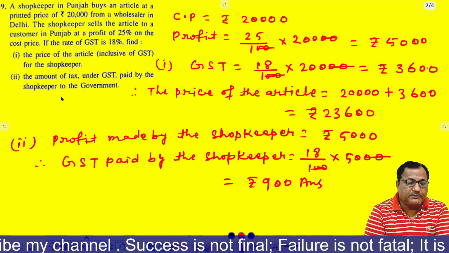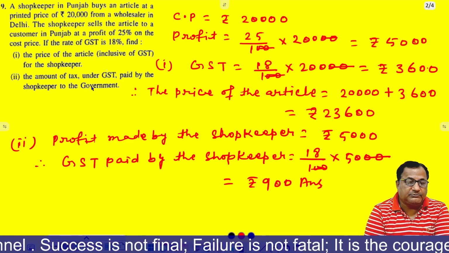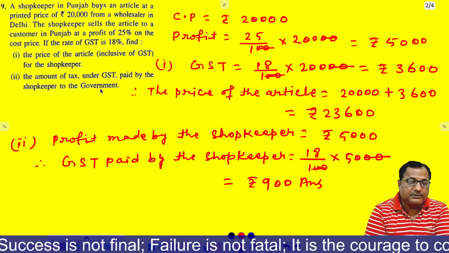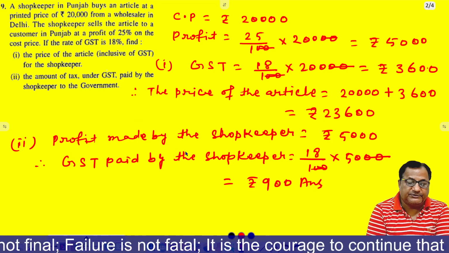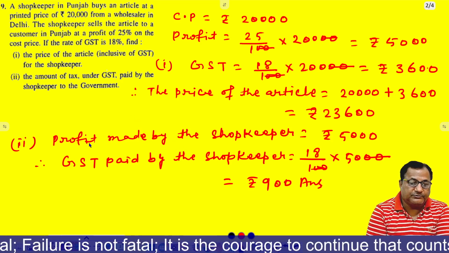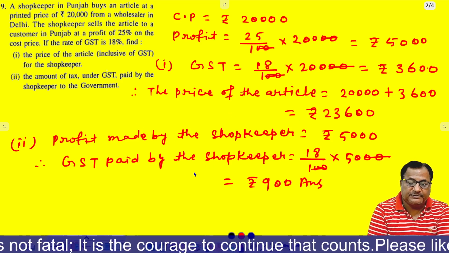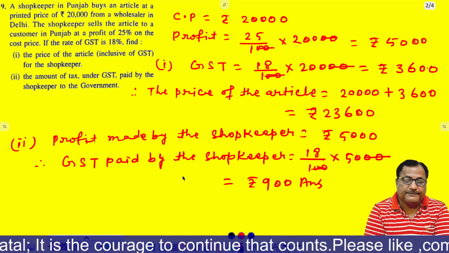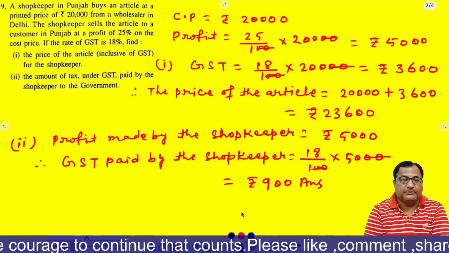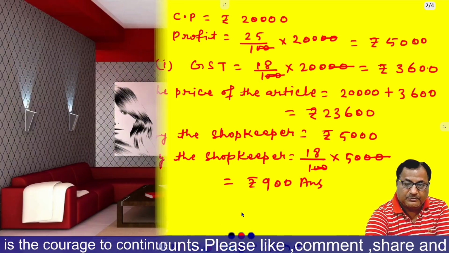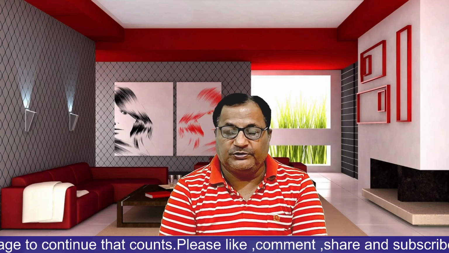We can also find GST by finding out output tax and input tax, but that will be a bit complicated. So we can find it directly on the profit. This is also a method. This is the 900 answer. I hope you must have understood these solutions today up to here.